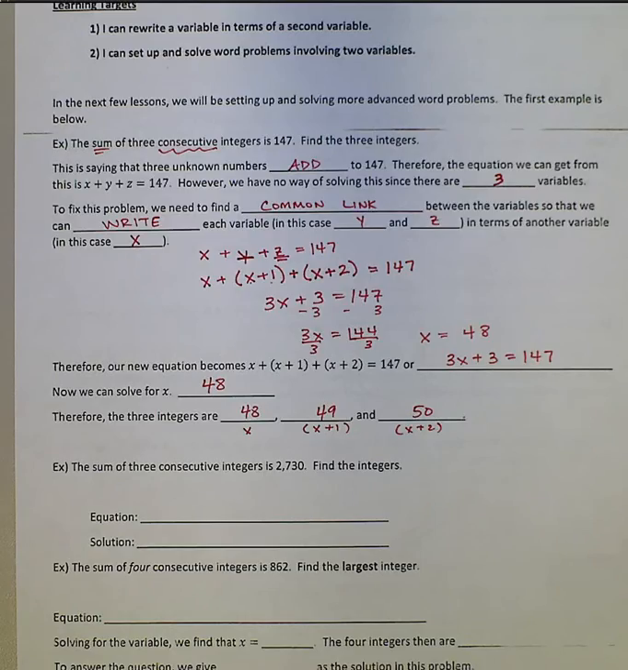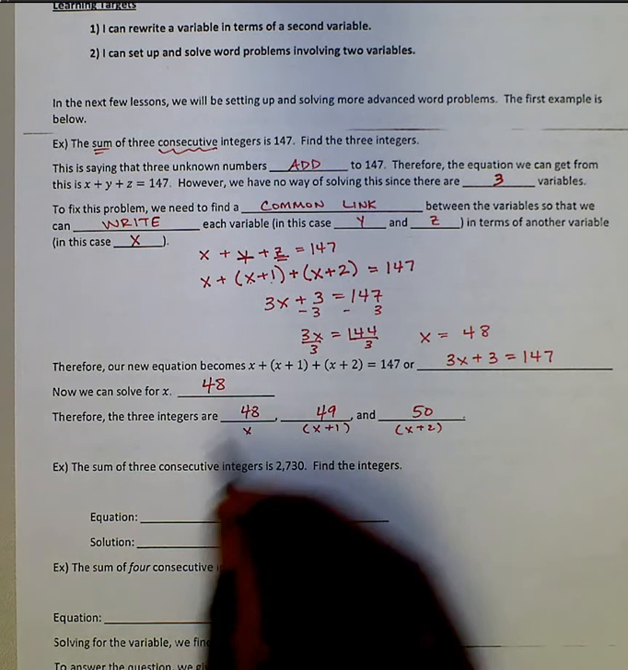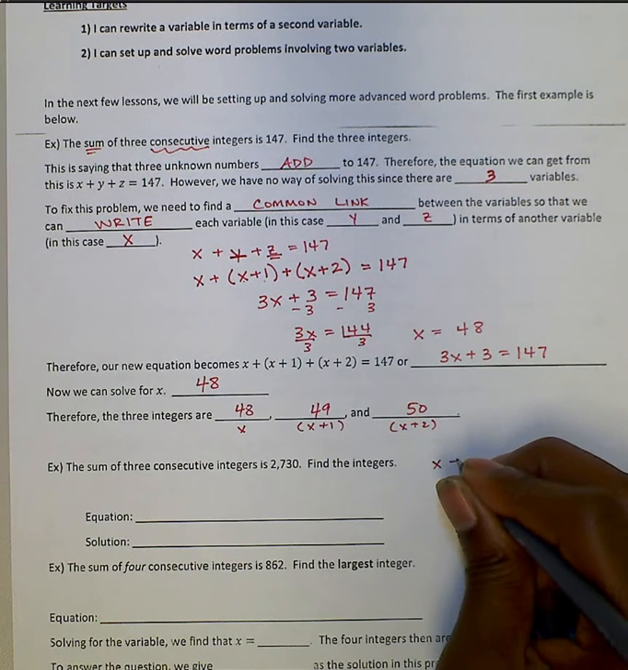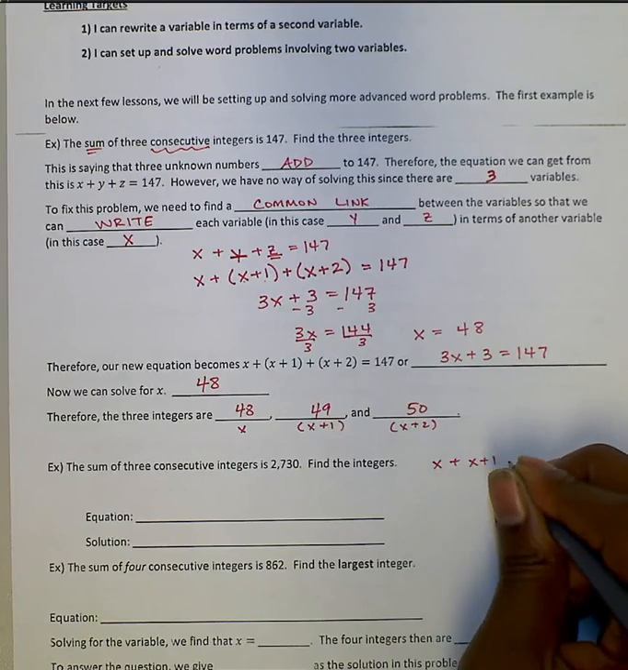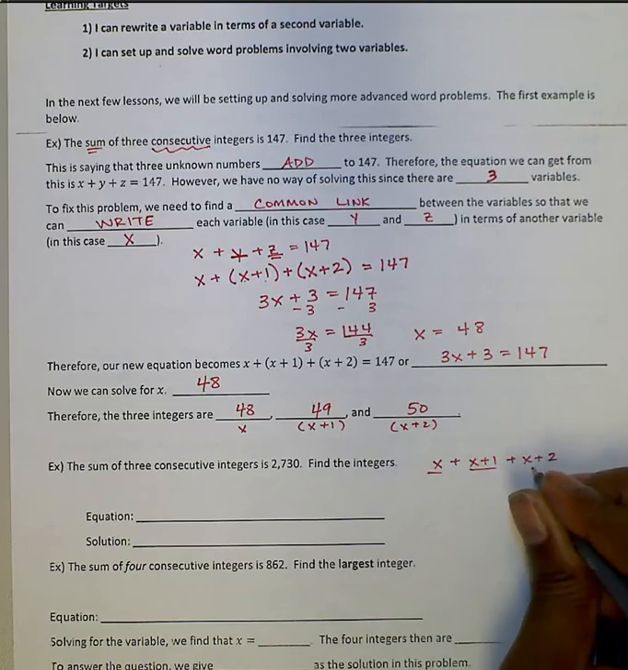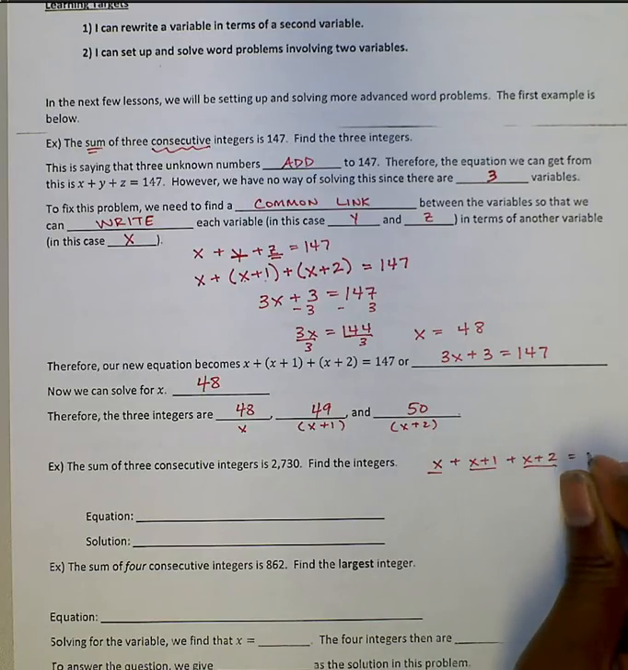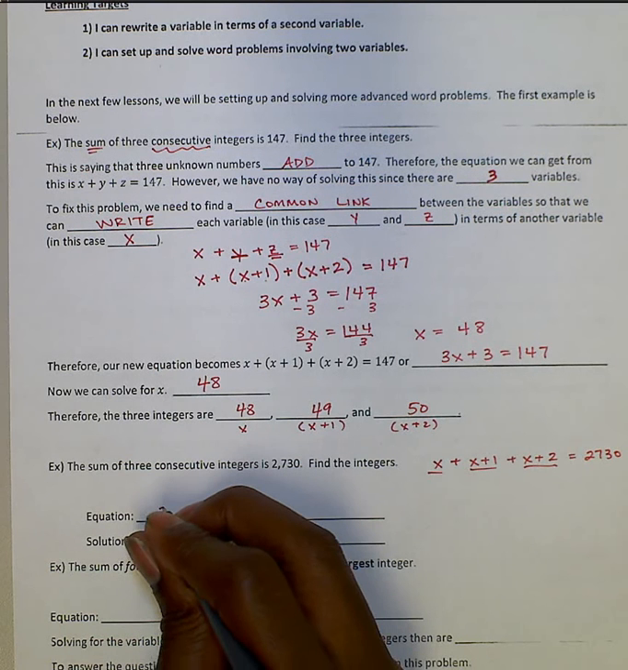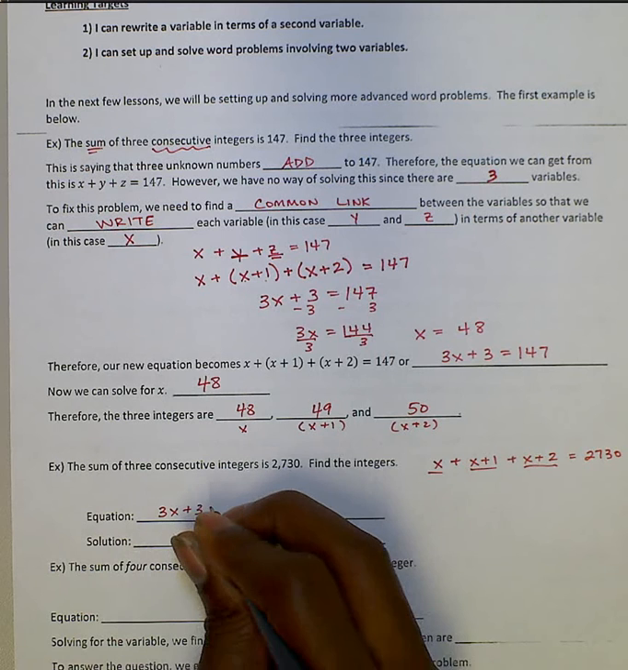So, the sum of three consecutive integers. Let's try this again with a different problem. Three consecutive integers is 2,730. Okay, this is the same exact problem. So we can go through the whole logic and reasoning again, but I'm just going to say, okay, x plus 1 plus x plus 2, so my three numbers, my first number, my second number, my third number, equals 2,730. I simplify this, and that gives me 3x plus 3 equals that number.